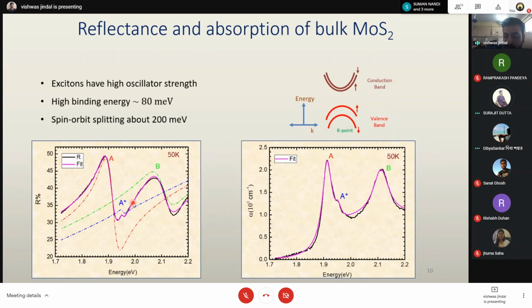So, are you seeing these two peaks, A and B, every time you measure? Yeah. They will occur every time. Okay. You were saying the band gap will change with temperature. Why?